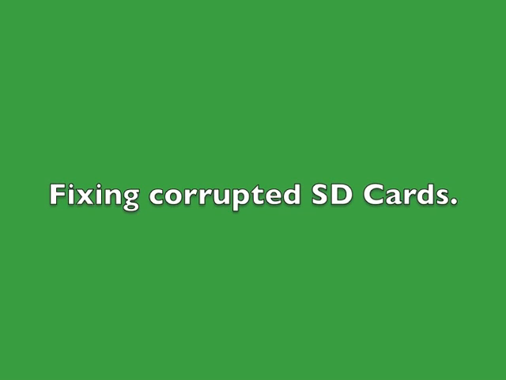This is a tutorial on how to fix a corrupted SD card. SD cards can be corrupted in many ways. One of the most common ways is if you remove your SD card from your camera when the power is still on, or if your battery dies while the camera is still writing to the card, or even if you remove the card incorrectly from your computer without properly dismounting it, are all reasons why you could have corruption.